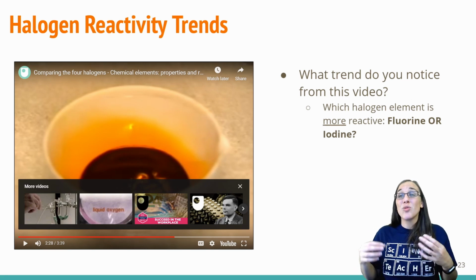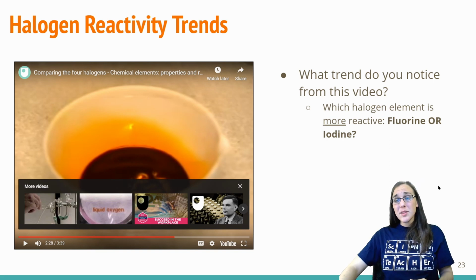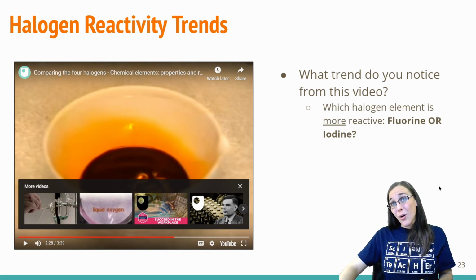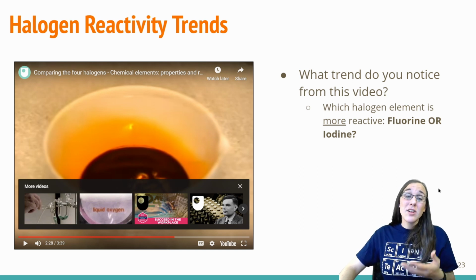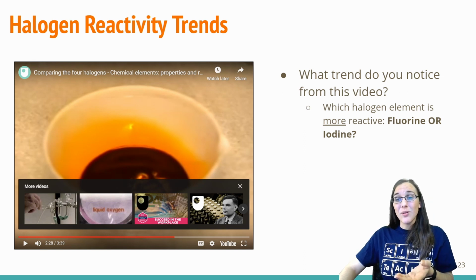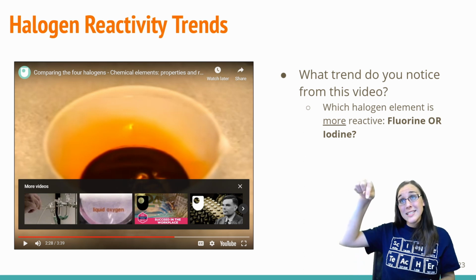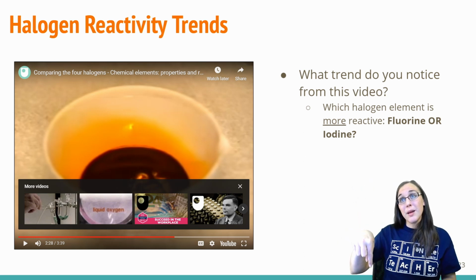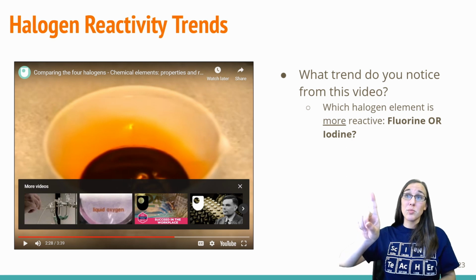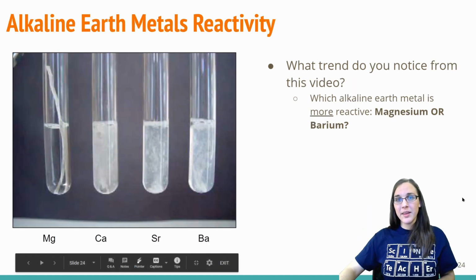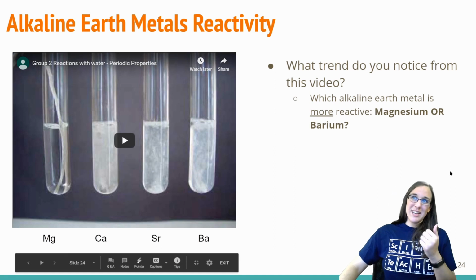It's very reactive. Whereas if you go down the halogen family, what you see is that the reactivity becomes less and less. Notice it took a lot more for the chlorine to react than it did the fluorine in that video. So as you go down the halogen group, it becomes less reactive. As you go up, it becomes more reactive. How about the other side of the periodic table?